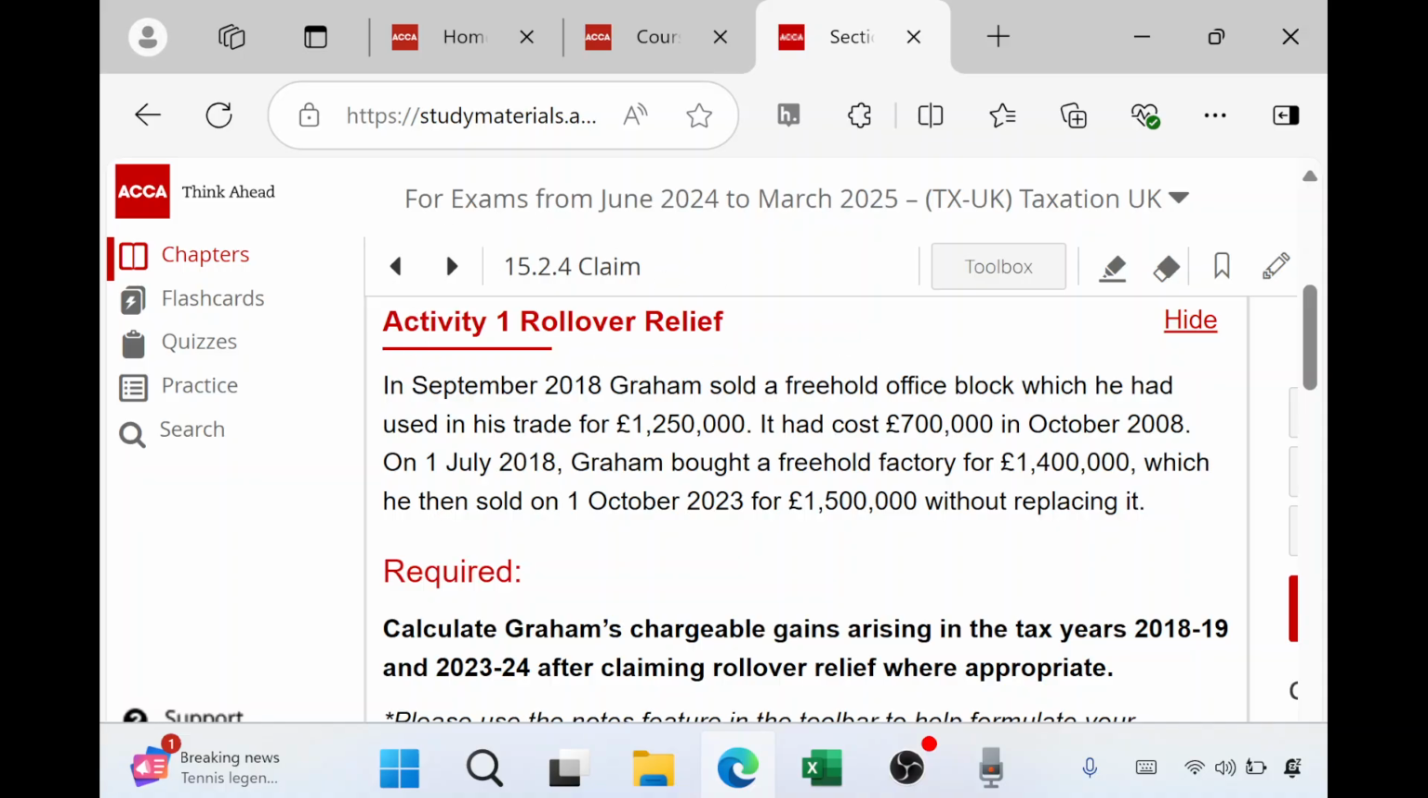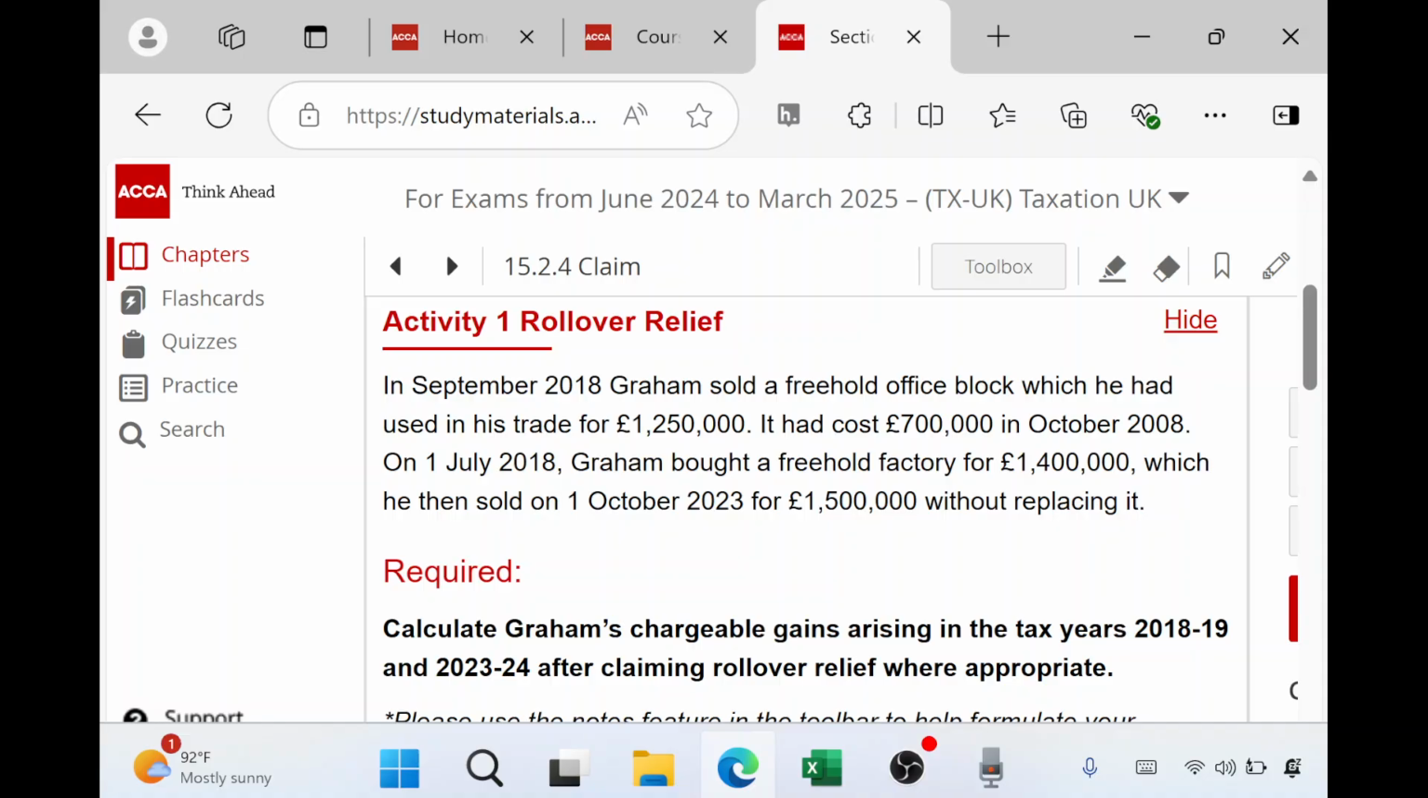Okay, so let's think about rollover relief. We know that rollover relief really involves two assets, okay? And the idea is, in one sense, we're rolling a gain into the purchase cost of the second asset. Now, if you're struggling with this, if it doesn't make sense, I'm going to open it up in a minute. But trust me on this.